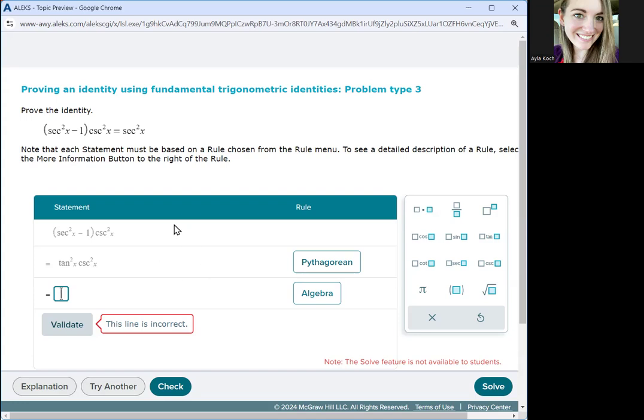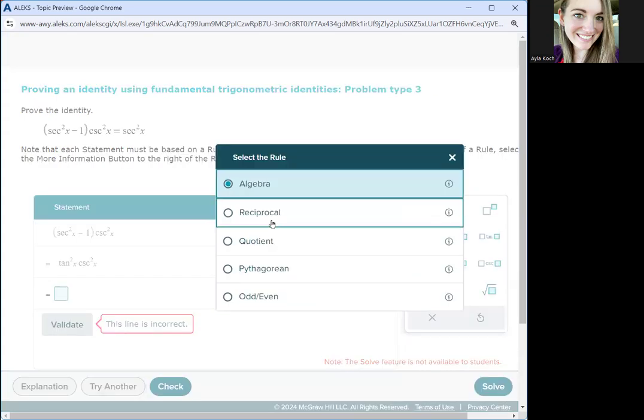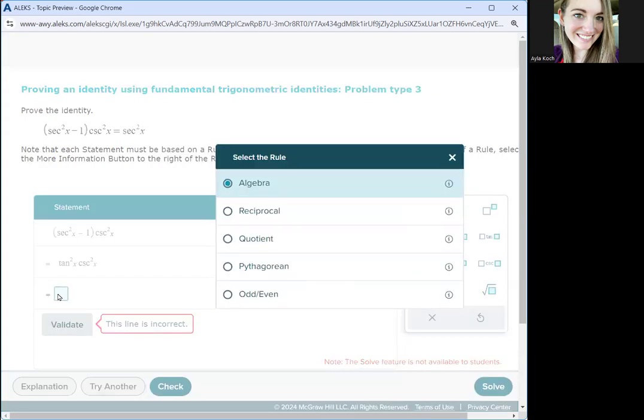So there's two things I want to do here. I want to change my tangents into sines and cosines, and I want to change my cosecant into sines and cosines. And if you were doing this by hand, you would do this as one step. You would make this sine squared over cosine squared times 1 over sine squared. However, that's not how this works on here, because the reciprocal and quotient identities are separate.